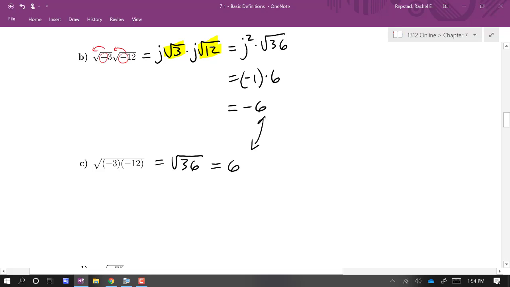So we should just note that these are not equal. And this is what that warning at the top of the page is all about. The square root of -3 times the square root of -12, we can't combine that under a single radical. This is not the same as the square root of -3 times -12. So that property about combining radicals under multiplication doesn't hold if they're both negative.